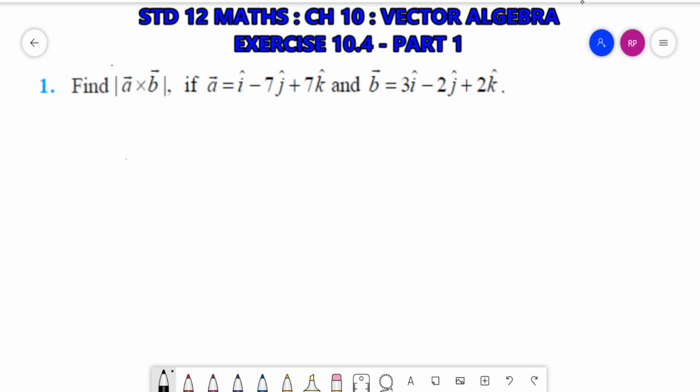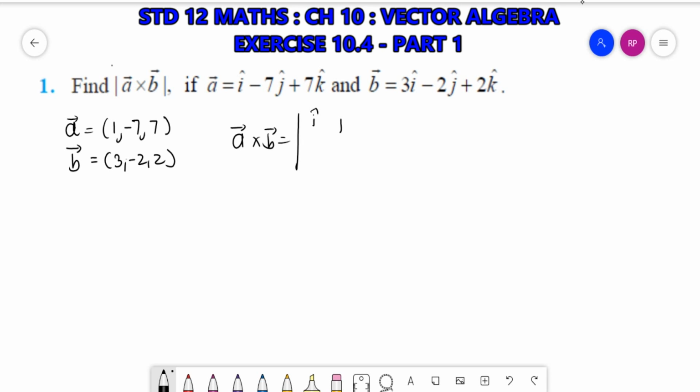Question number 1. Find the magnitude of A cross B, where vector A, I will write in simple form, is 1, minus 7 and 7, and vector B is 3, minus 2 and 2. First we will find A cross B. So A cross B, we will use the determinant form with I, J, K, and the rows 1, minus 7, 7 and 3, minus 2, 2.